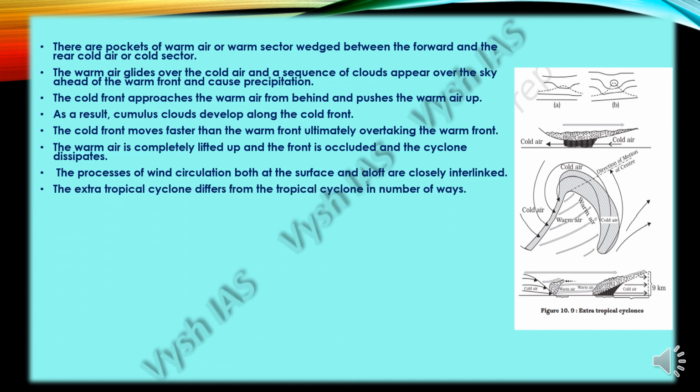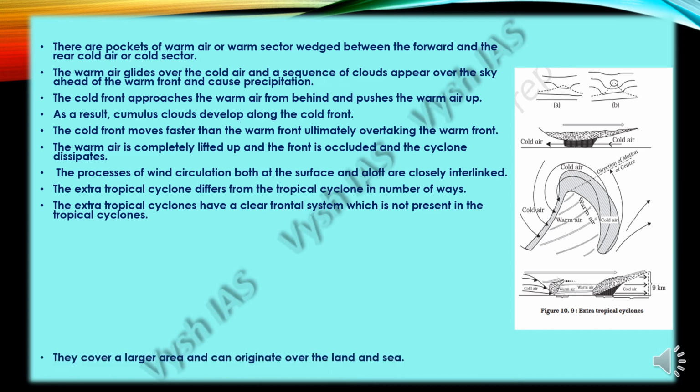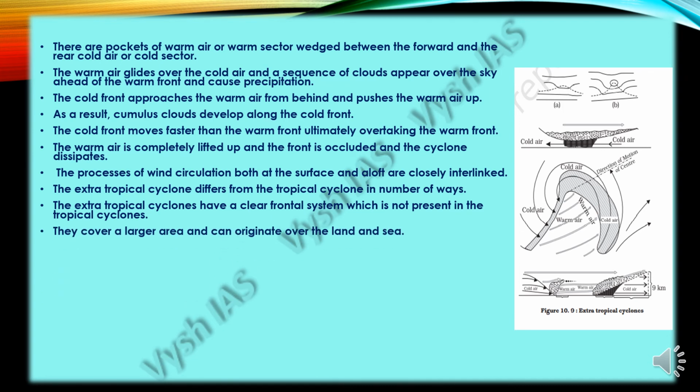This extratropical cyclone differs from the normal tropical cyclone in a lot of ways. The extratropical cyclones have a very clear frontal system, and this will not be present in the tropical cyclones. They cover a much larger area and can originate over both land and sea, but tropical cyclones occur only in the sea.